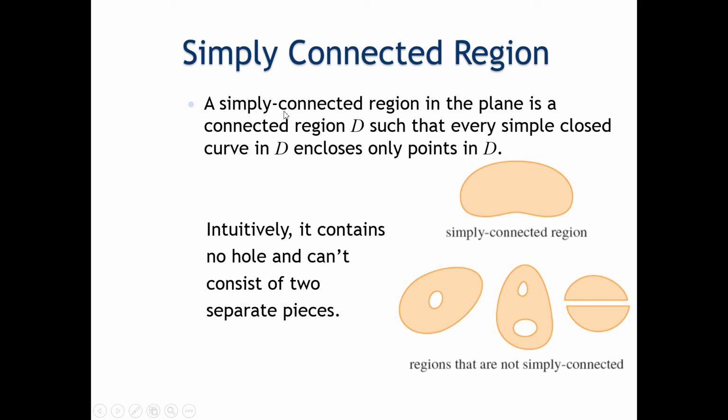Now the simply connected regions. A simply connected region in the plane is a connected region D such that every simple closed curve in D encloses only points in D, right? So this is a simply connected region. If we draw any simple closed curve in this region, it will enclose only the points of the region.